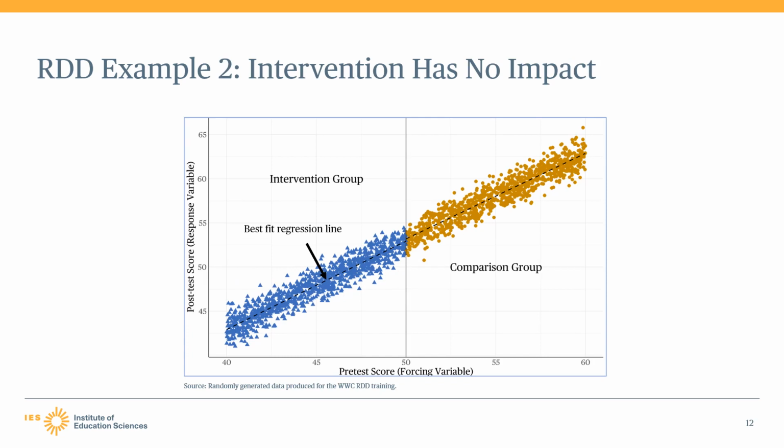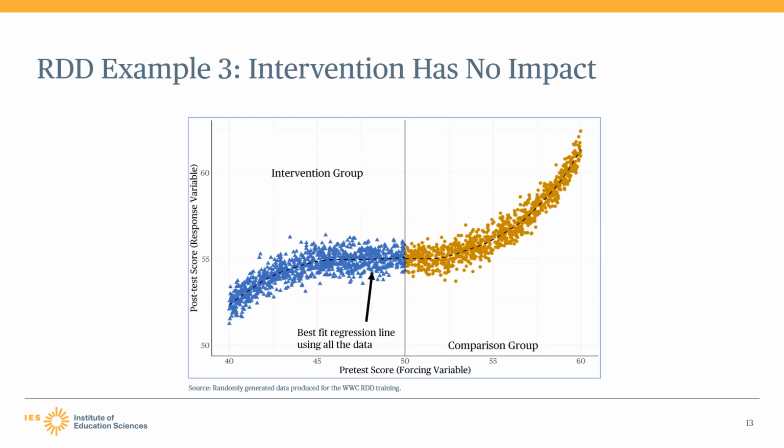However, let's say the intervention has no impact on students' mathematics scores at follow-up. In this scenario, we might observe a pattern of data like those shown here, where there is no discontinuity or no jump in the best fit regression lines right at the cutoff value.